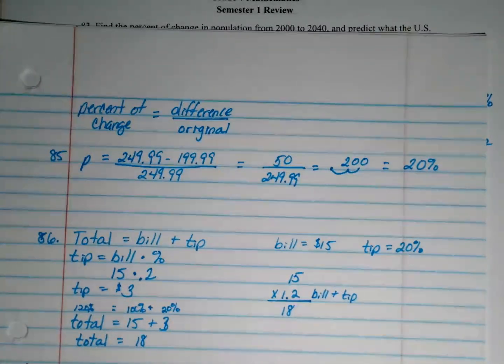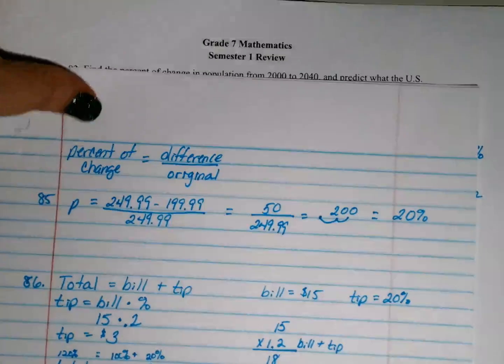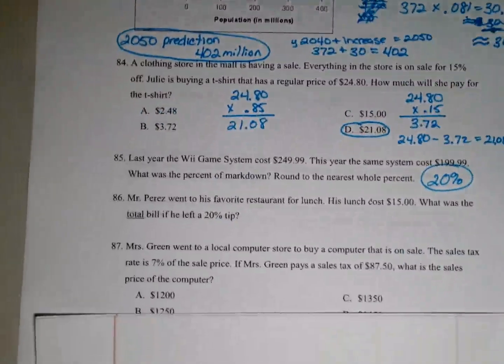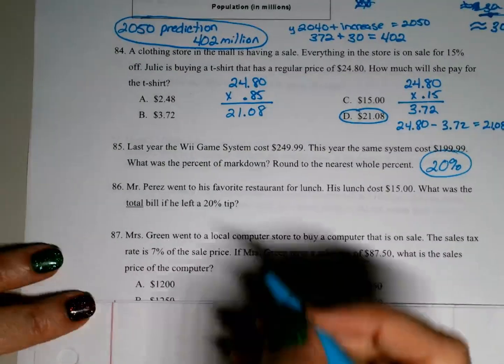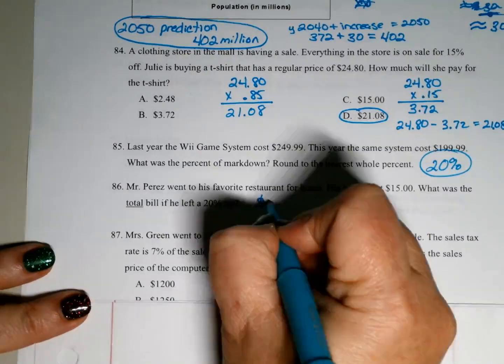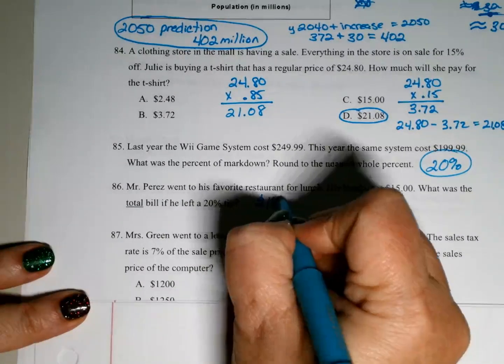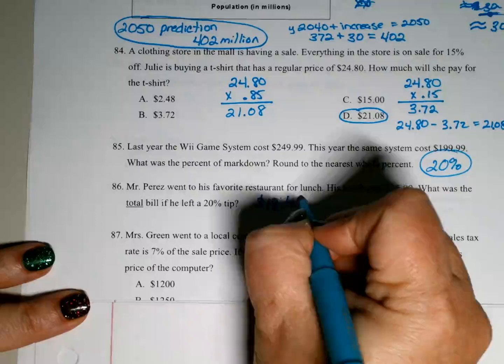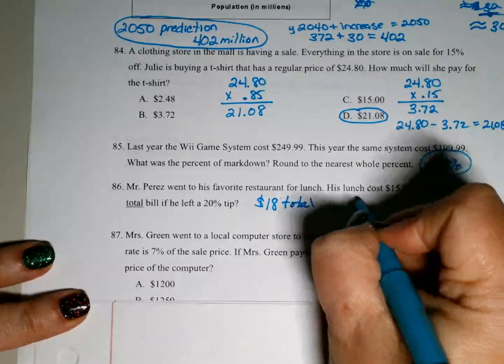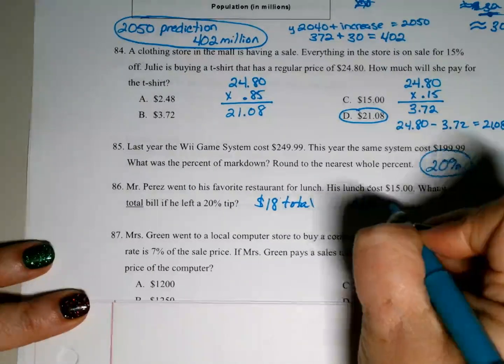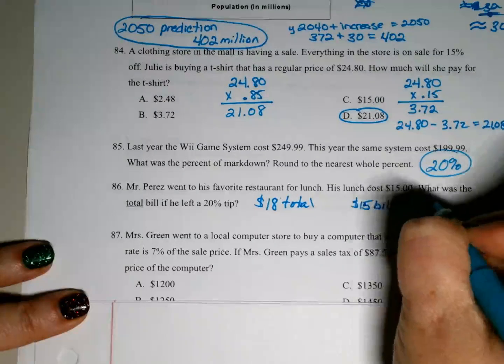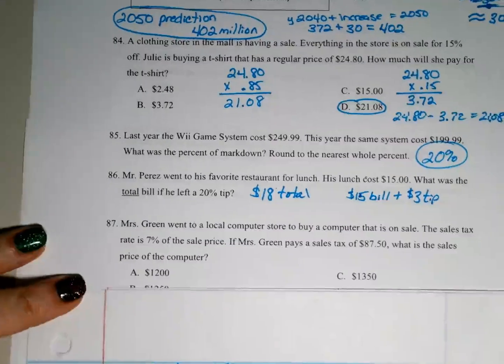Okay? Does that make sense? Are you sure? Because some of you are looking at me like I'm crazy. I mean, we've already established that a long time ago, but so it was $18 total, which was $15 bill plus a $3 tip. Okay?